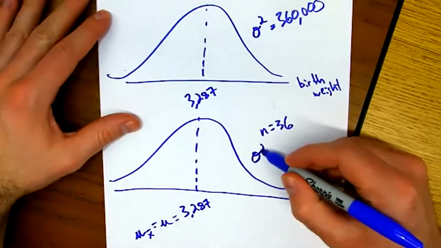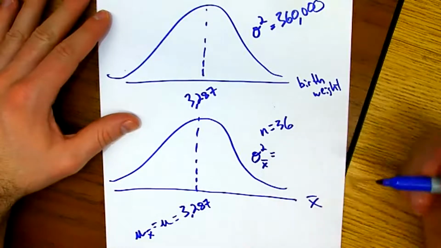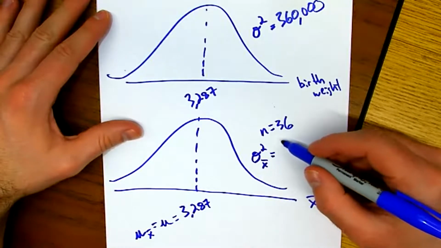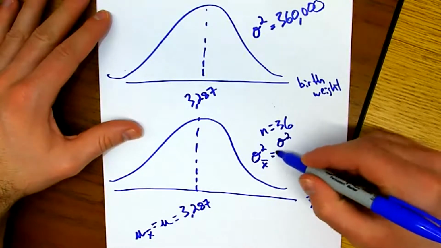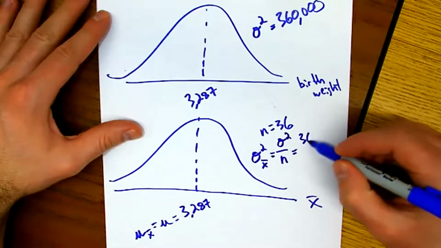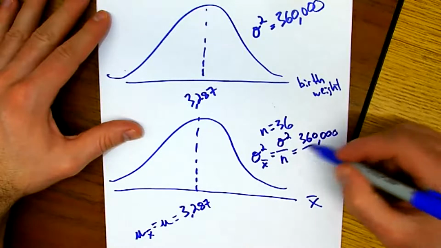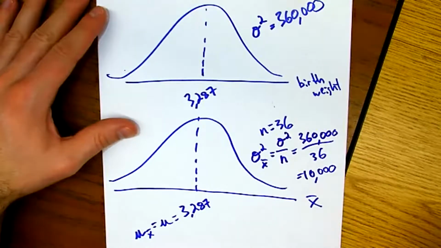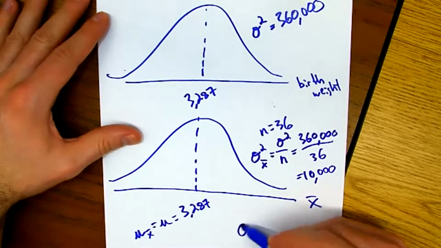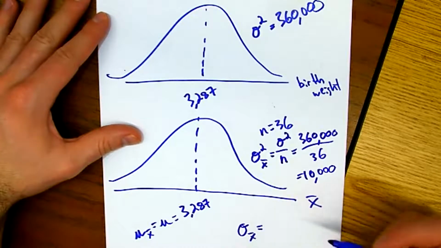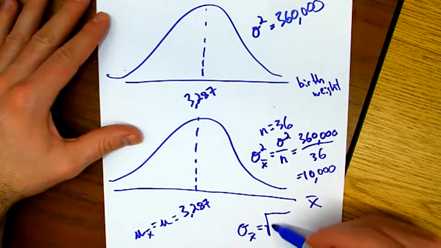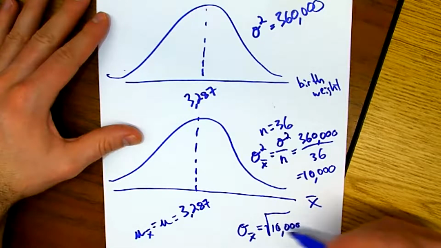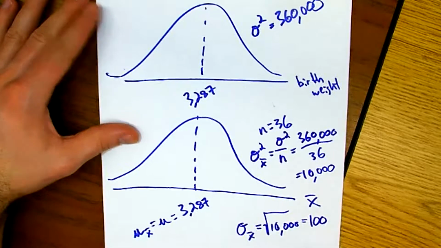But the variance of my sample means will be the original variance divided by my sample size, so 360,000 divided by 36, or 10,000. And then I wanted the standard deviation, so that's just the square root of the variance, square root of 10,000 here. I get 100.